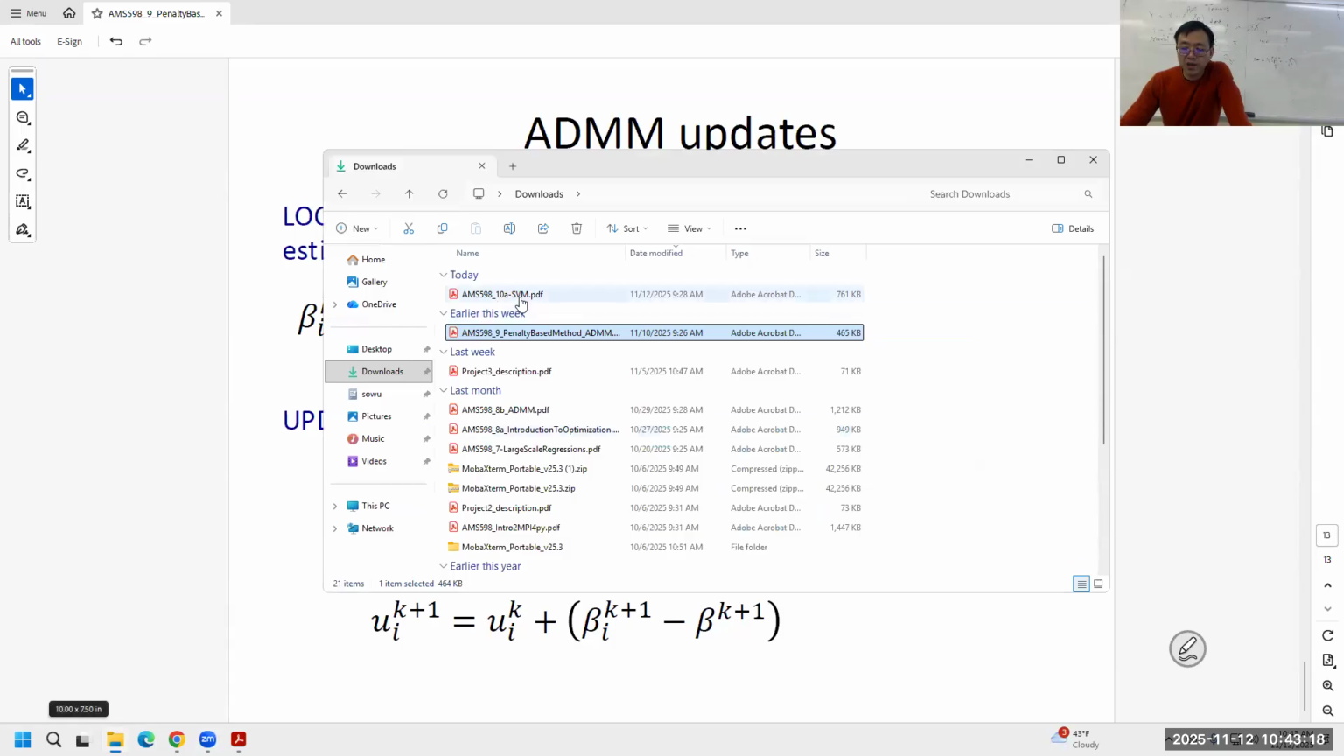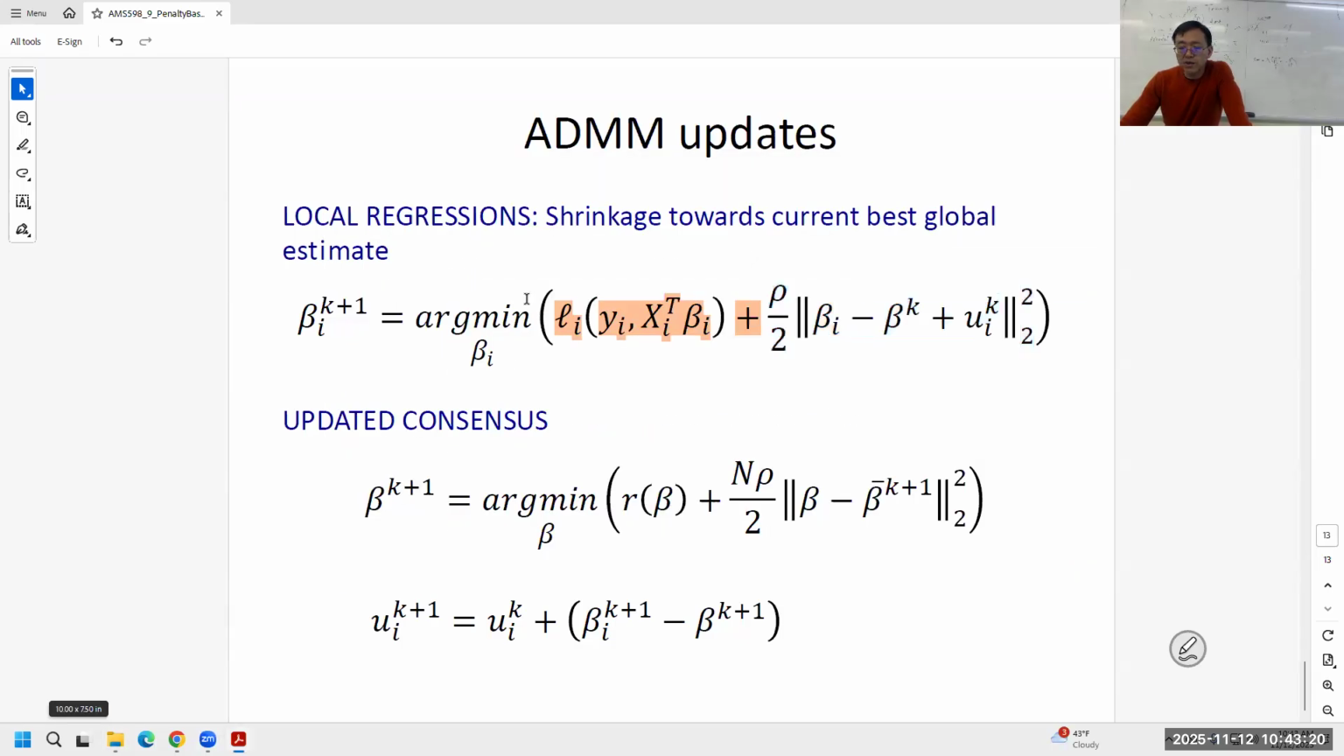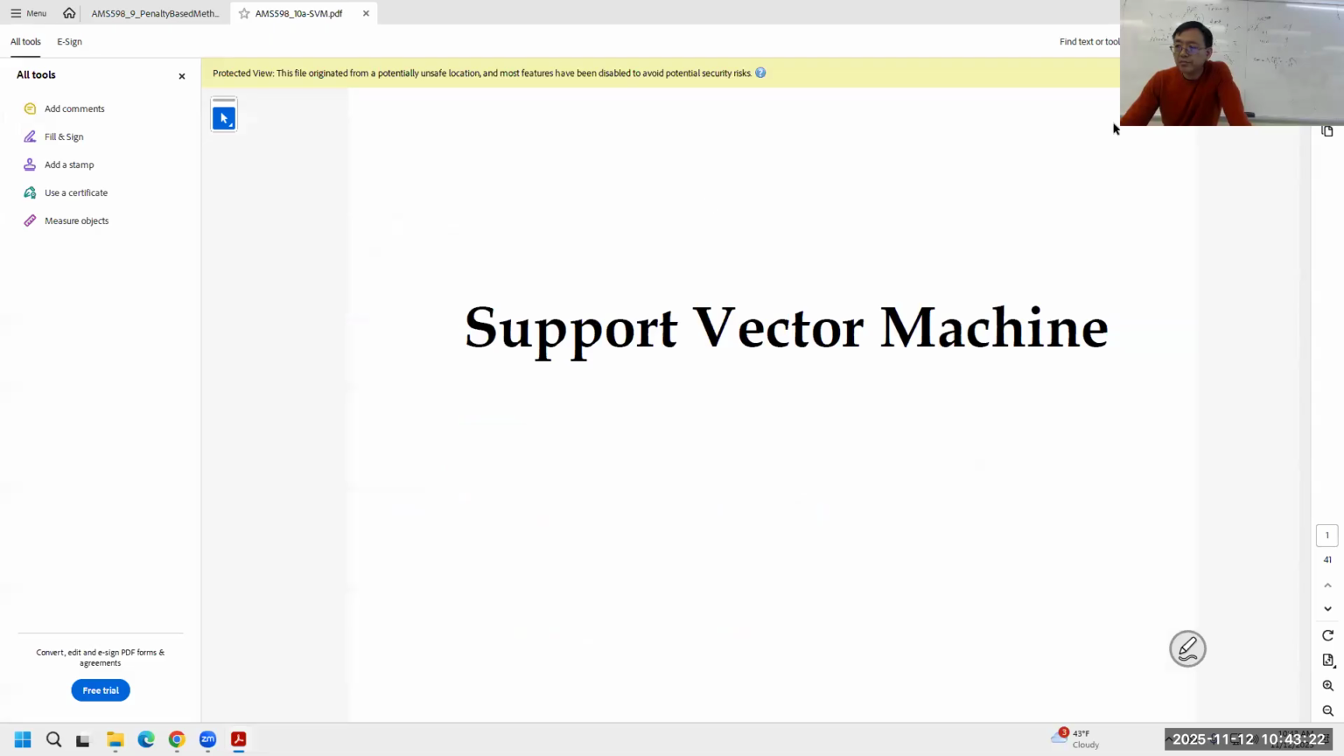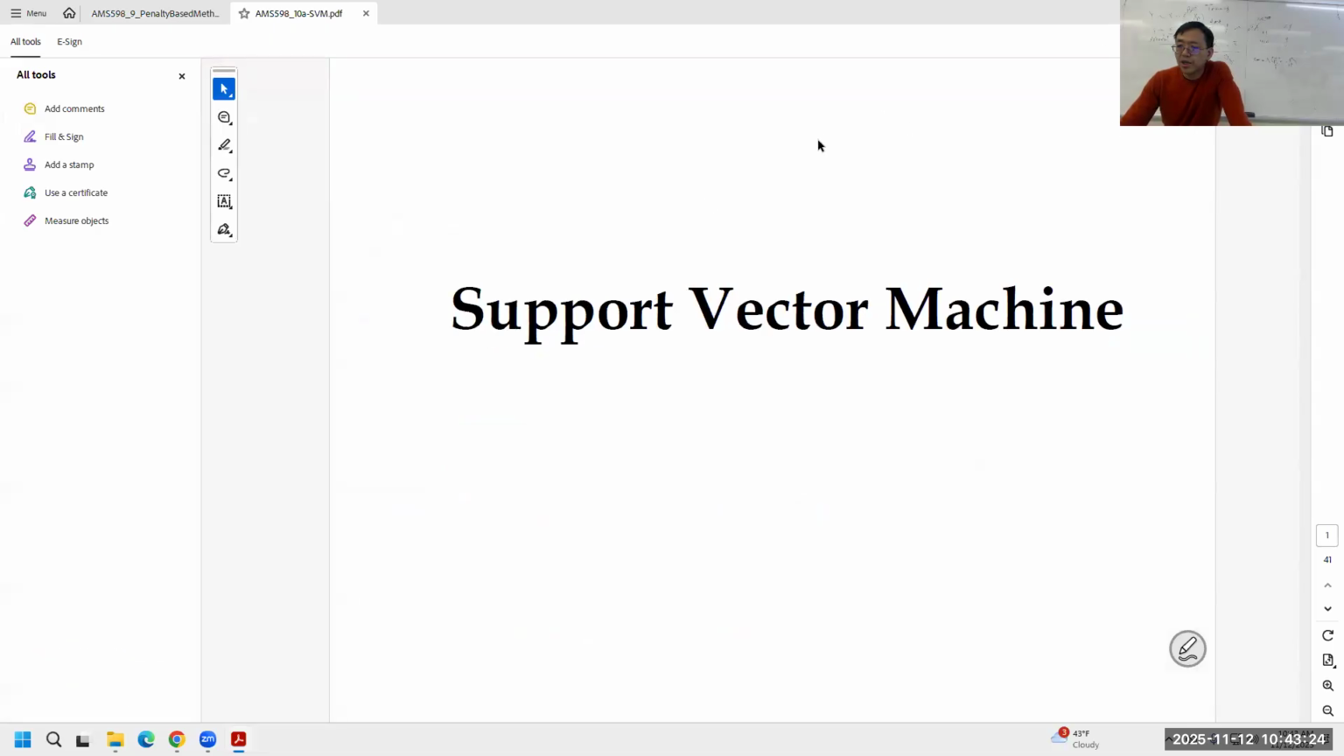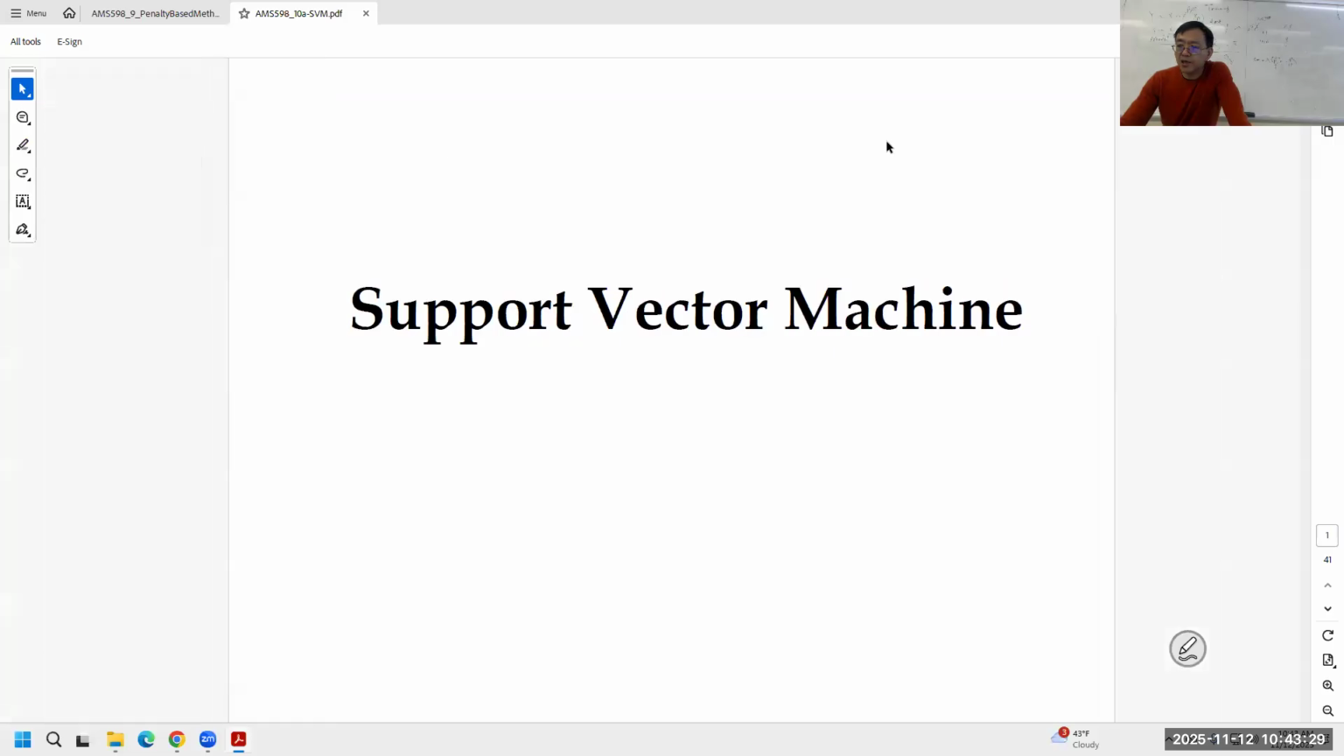I'm going to get started with the support vector machine. I'm running a little bit out of time, because I have SVM and random forest to cover, and after today I have 3 lectures. I may not be able to cover everything, but I'll try my best. I may have to speed up a little bit.